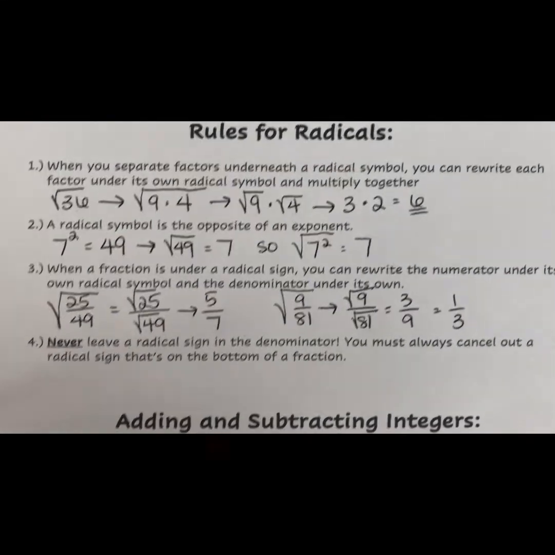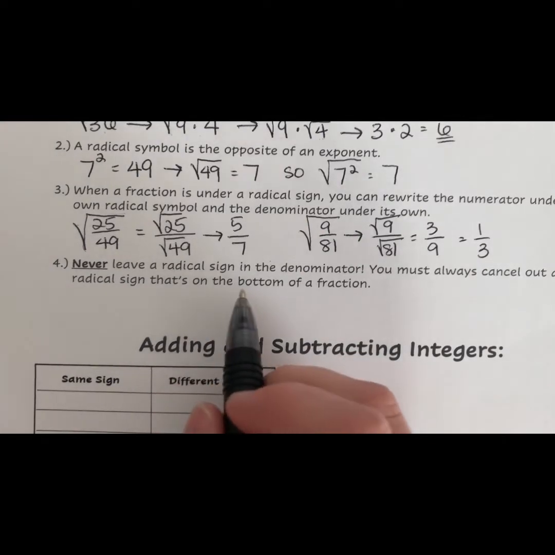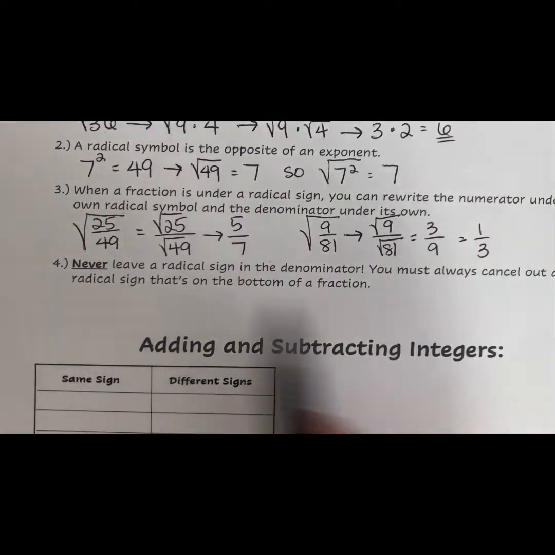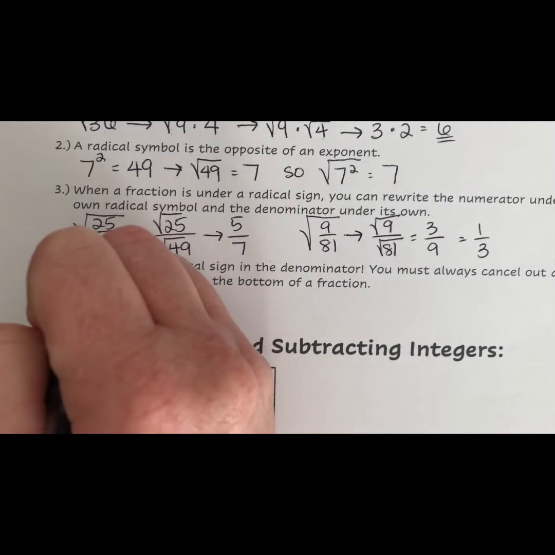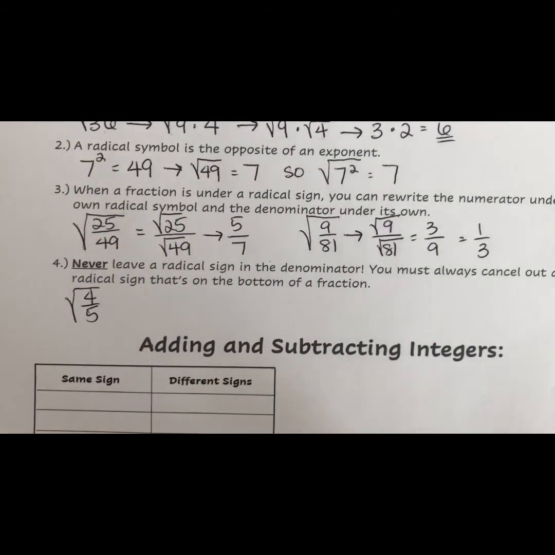And then the last step here is never, ever leave a radical sign on the bottom of a fraction. Never do it. You always have to cancel it out, simplify it further. If you leave it on the bottom, it's just wrong. You just can't do it. It's just not simplified all the way. So, for example, if I gave you 4 over 5 underneath a radical, find the square root of 4/5.